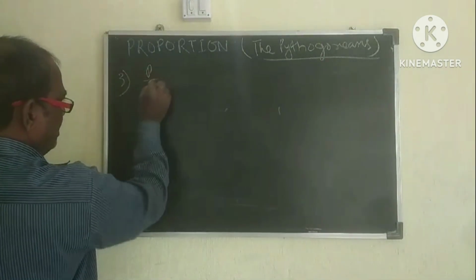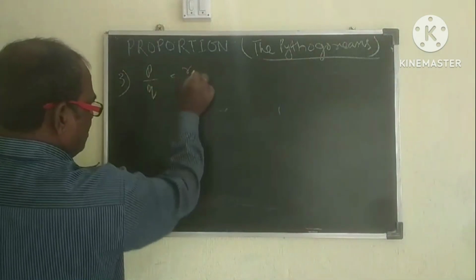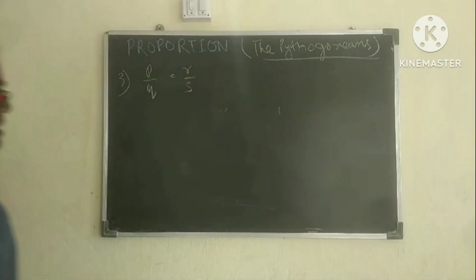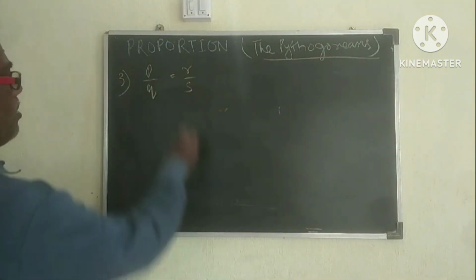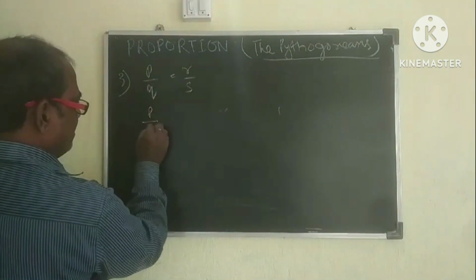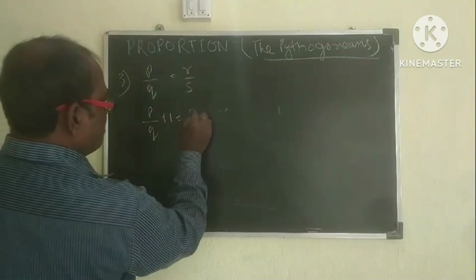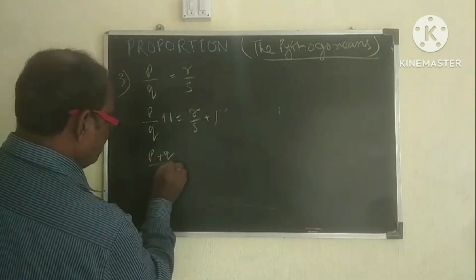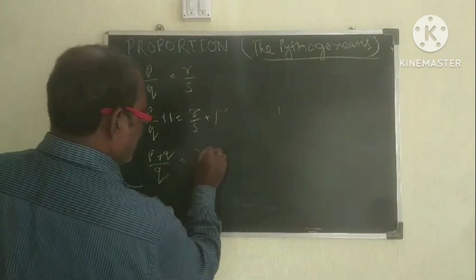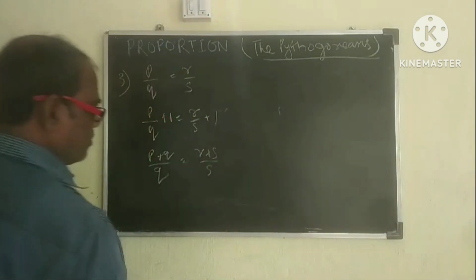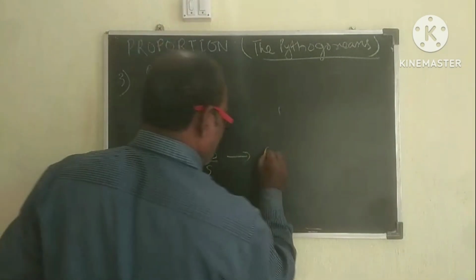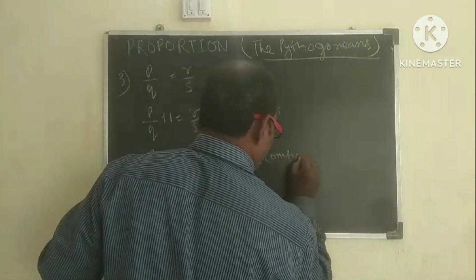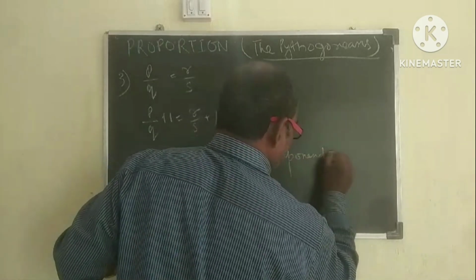Number 3. Here it is, P by Q is equal to R by S. Let us add 1 on both sides. We get P by Q plus 1 is equal to R by S plus 1. We get P plus Q by Q is equal to R plus S by S. So this is what we say as componendo.